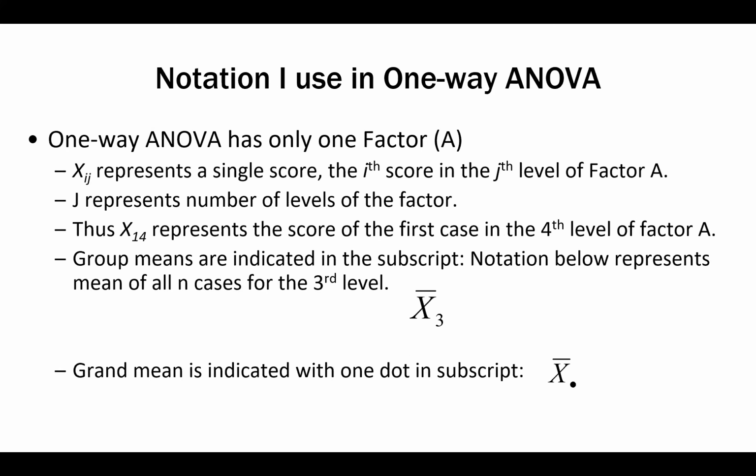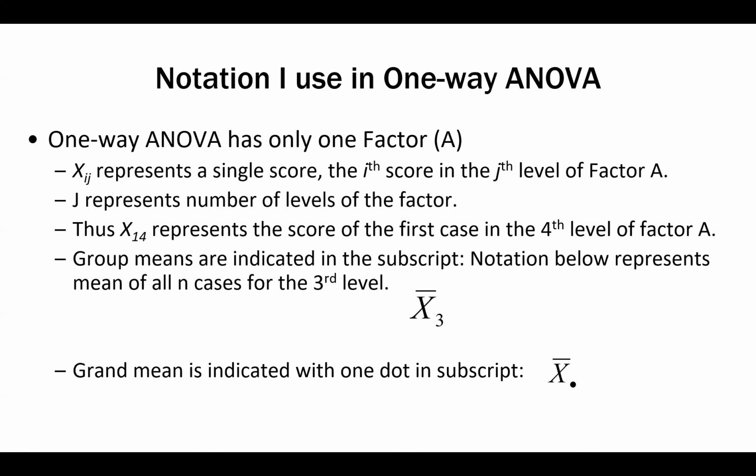So the notation I use is simplified from some other users, but it's a very common notation. In one-way ANOVA, you only have one factor. We'll call it factor A right here. And X sub ij, as in everything else done, represents a single score. It represents the ith case in the jth level of the factor.